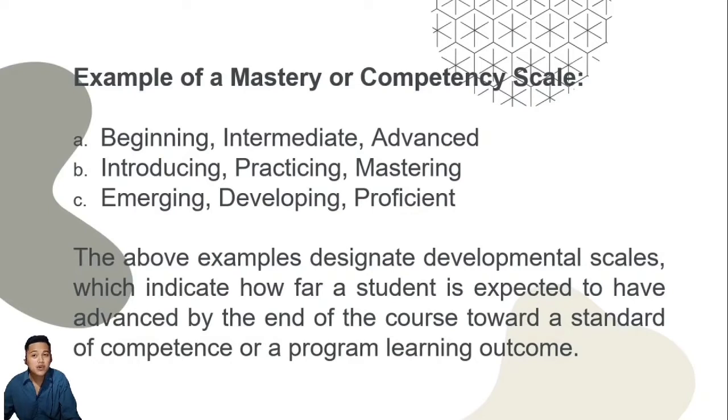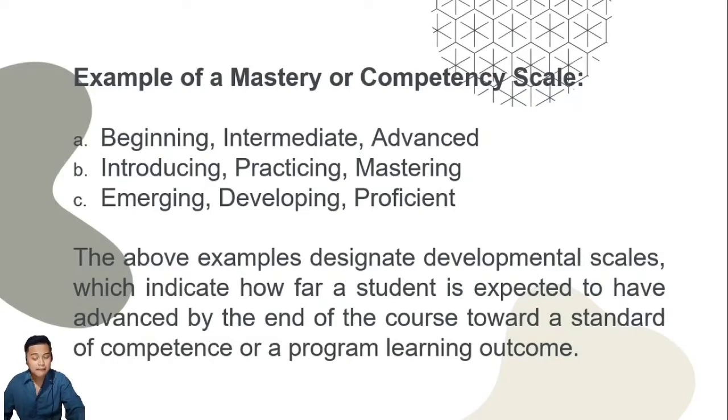There are some schools that generate their own competency scale that will perfectly describe the curriculum that you are making, or the mapping of the program learning outcomes with regards to the course learning outcomes. So you can use beginning, intermediate, advanced. These are the words that you're going to put on the blank spaces that you need to fill up in the matrix.